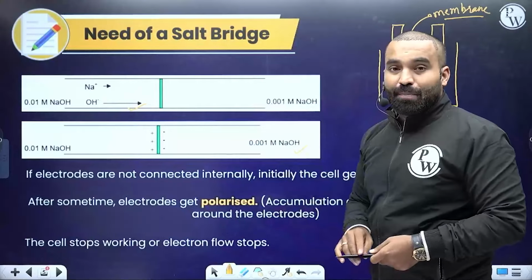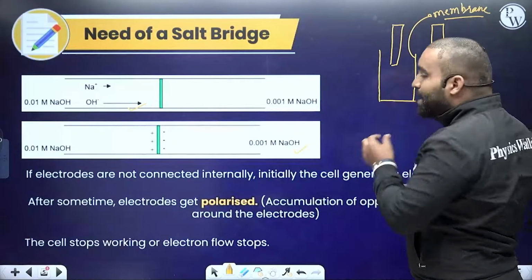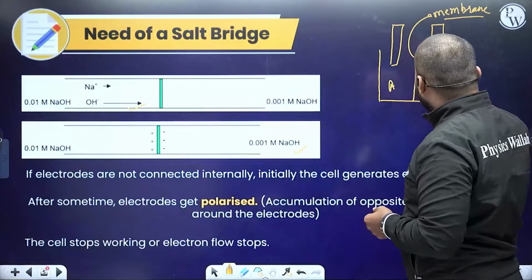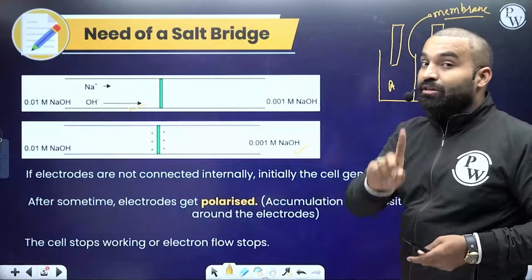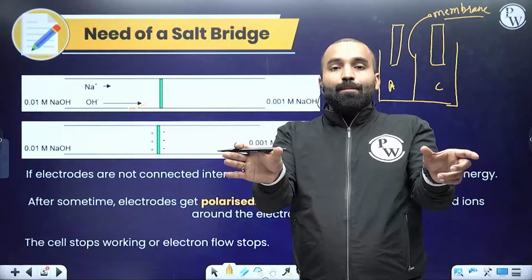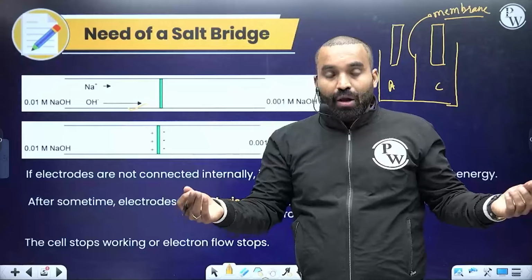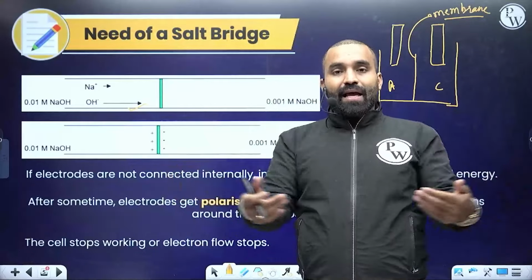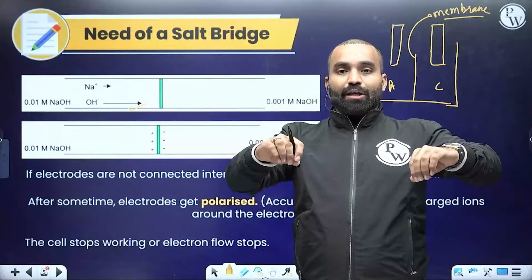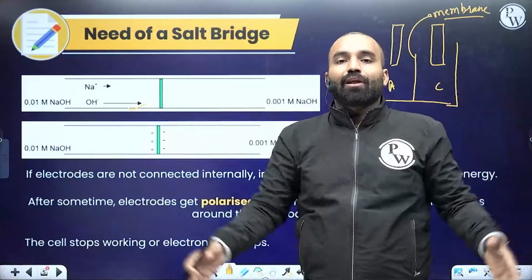This particular problem occurs when I am separating the anodic and cathodic components with the help of just a membrane. This is the third case. First case, I can take only two compartments and then dip electrodes in them, and the bulb will not glow. Second, I take a single compartment, mix the anodic and cathodic components together, and then use the anode and cathode, and again the bulb will not glow.